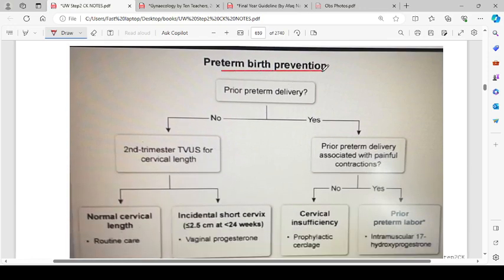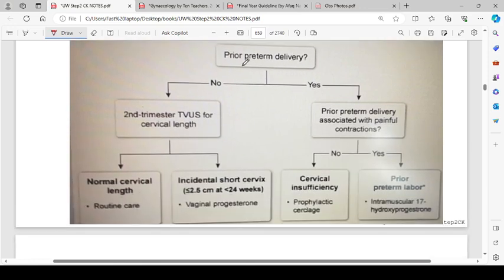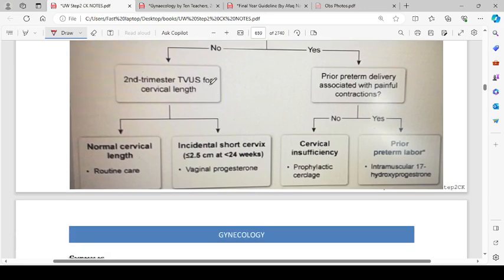Preterm birth prevention. Prior preterm delivery, if no, so second trimester transvaginal ultrasound for cervical length. If there is normal cervical length, do the routine care. If incidental short cervix less than 2.5 cm at less than 24 weeks, give vaginal progesterone.